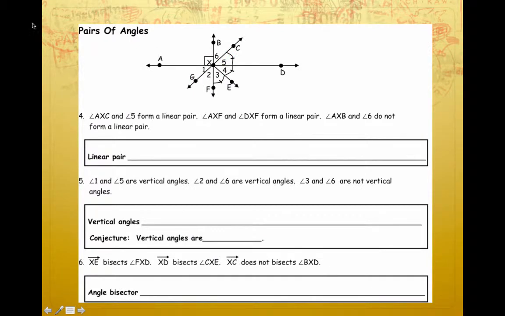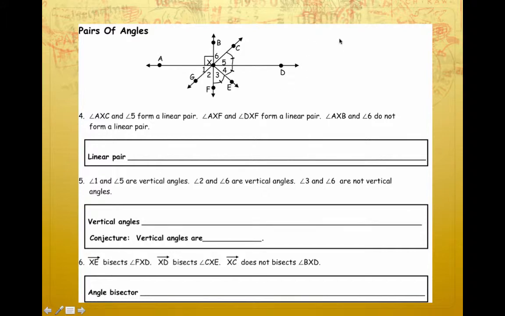Okay, AXC and 5 form a linear pair. So that's AXC and 5. That's these guys. AXF and DXF do also. So these guys again. AXB and 6 do not. So far it sounds exactly like the supplementary definition. But the key is here, it's not just that they add up to 180, they're also adjacent with each other, and when you stick them together, they make a line.